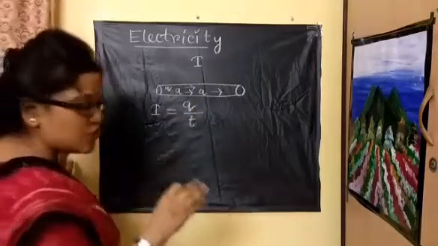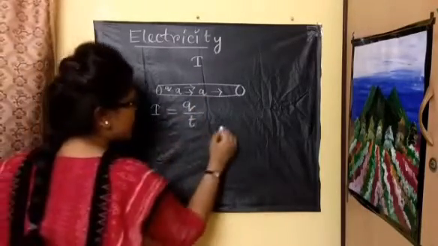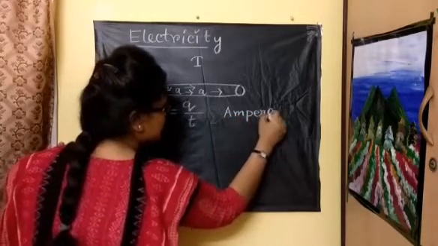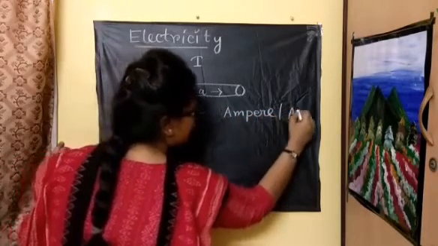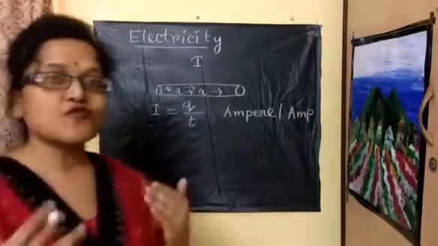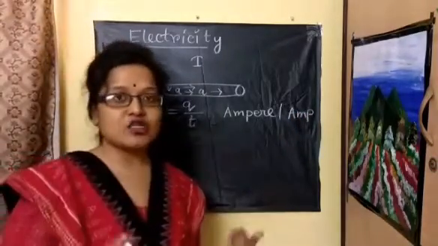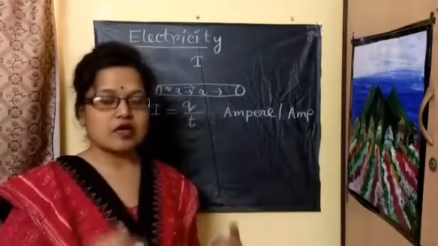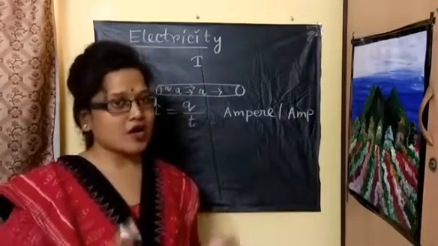And what is its SI unit? Remember, the SI unit of current is ampere, or AMP you can write also. So the amount of charge flowing through a conductor per unit time is called current.